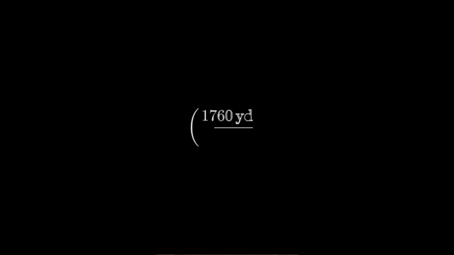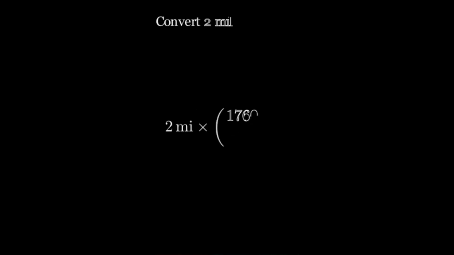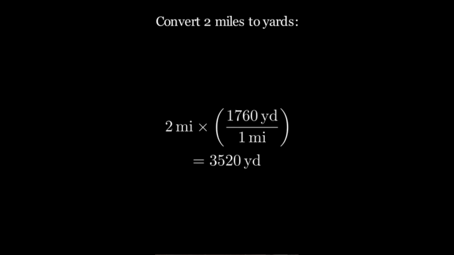There are 1,760 yards in 1 mile. So we use this conversion factor. Convert 2 miles to yards. The answer is 3,520 yards.